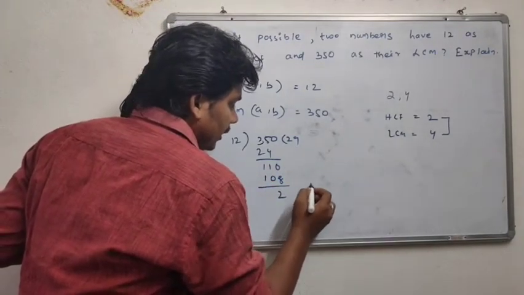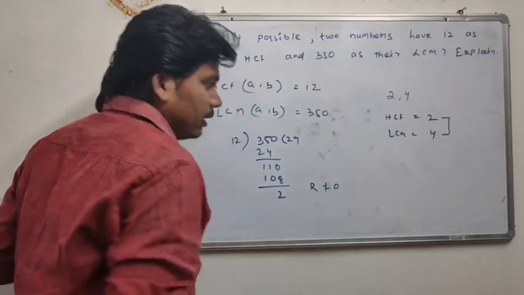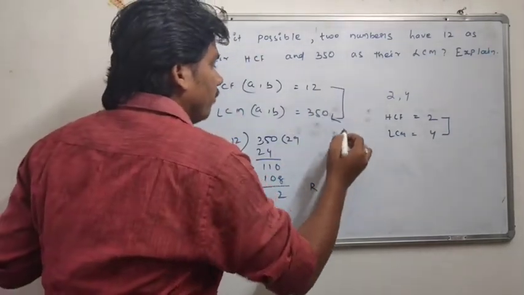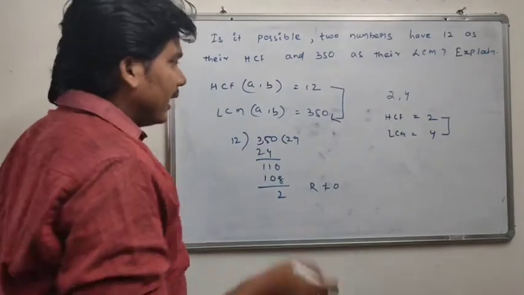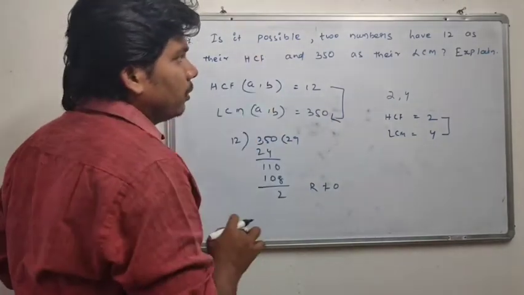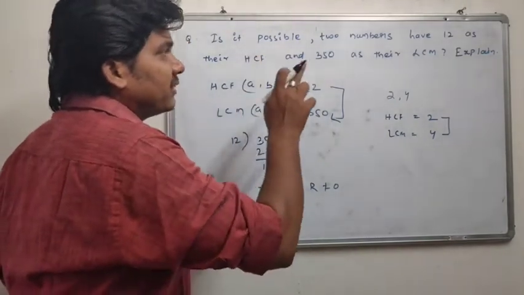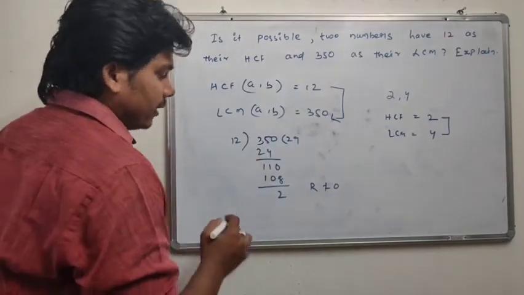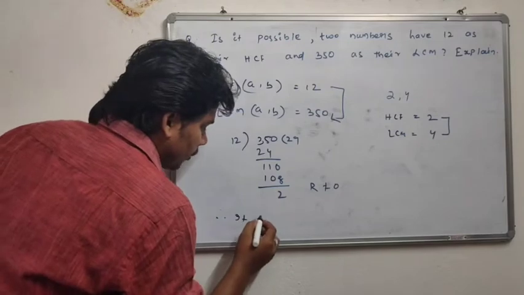Then the remainder will be 2. This is not 0. It clearly indicates that 12 is not a factor of 350, and hence it is not possible for two numbers to have the HCF as 12 and the LCM as 350. Therefore, it is not possible.